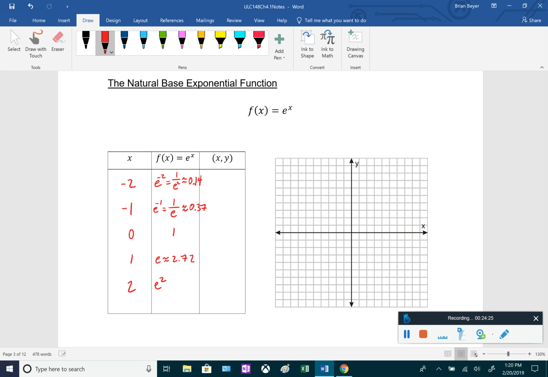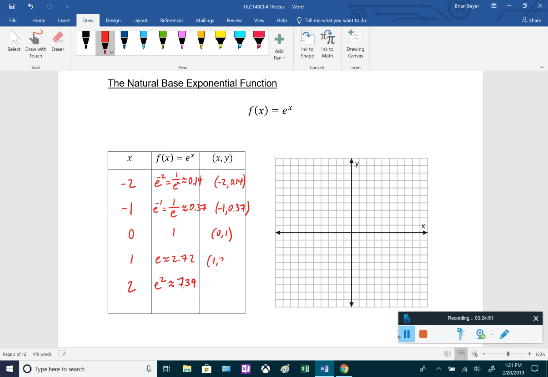And then for e squared, that'll be about 7.39. So writing down all of these coordinates, we have -2, 0.14, -1, 0.37. Notice that this also has a y-intercept of 1, and then 1, 2.72, and 2, 7.39.